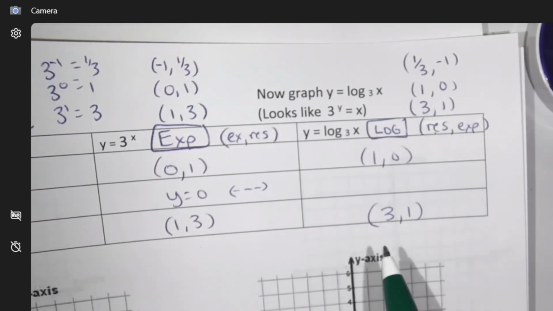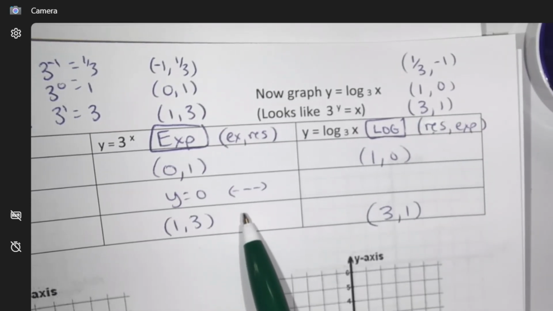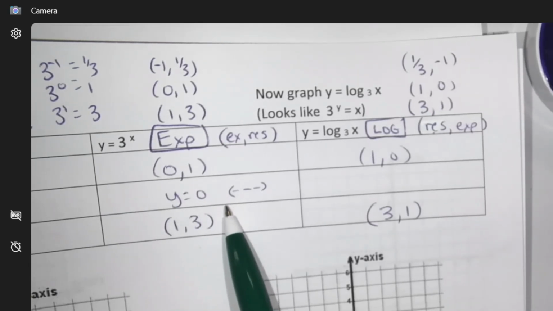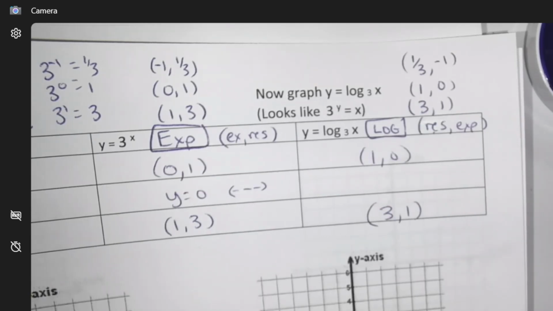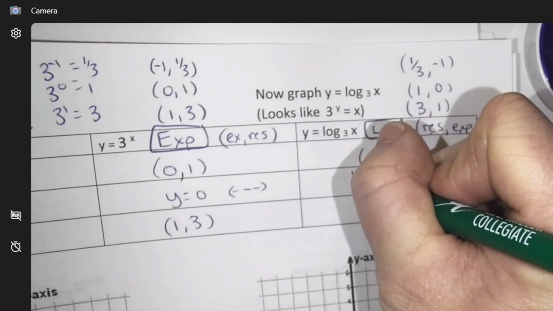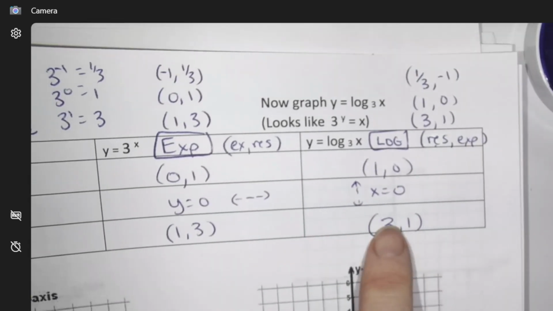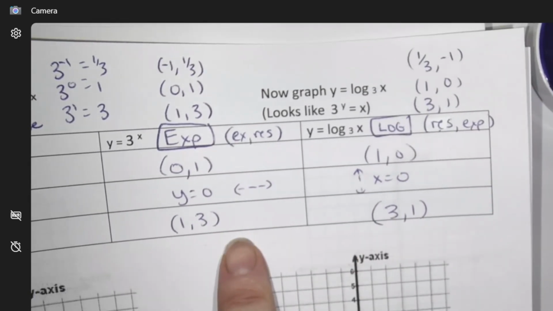Okay, so if everything is making that switch, what do you think is going to happen to my asymptote? So this said y equals 0, so now I'm going to have an x equals 0. Okay, because what's happening here? X's and y's are all switching.